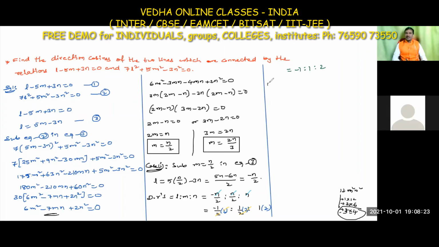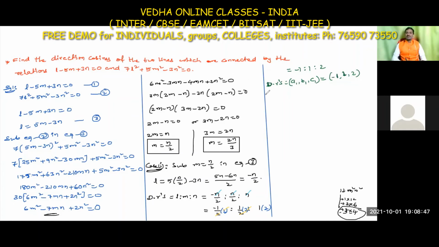So what are the DRs here? DRs usually we represent with ABC. So I am writing this as A1, B1, C1. So the DRs are -1, +1, +2. These are the required DRs. Now we got the DRs for case 1.